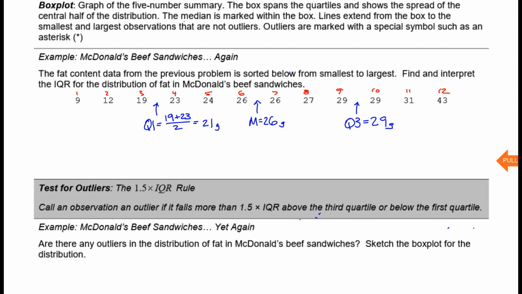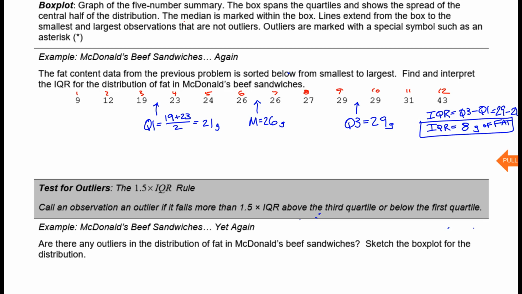So now we're going to find IQR, and again, I told you that's a simple calculation. IQR is just Q3 minus Q1. So it's 29 minus 21. So that means IQR here is 8 grams of fat. Okay, so we found IQR.